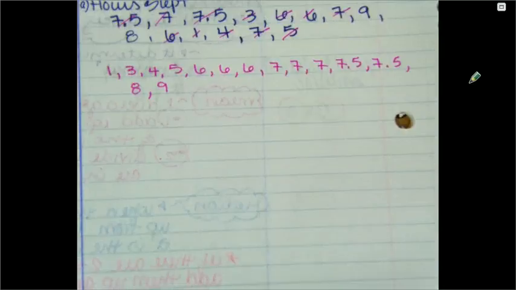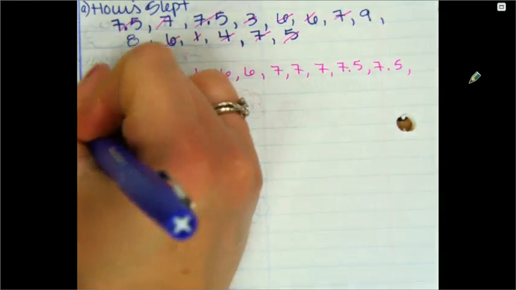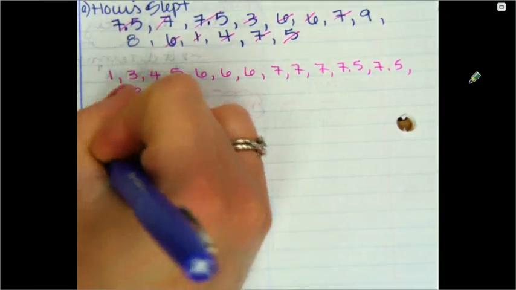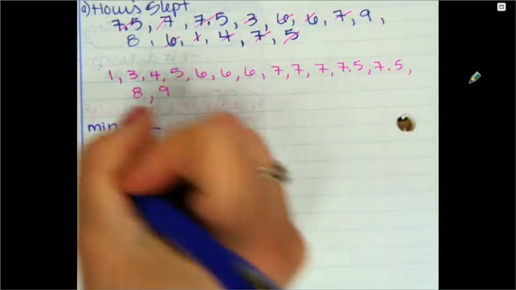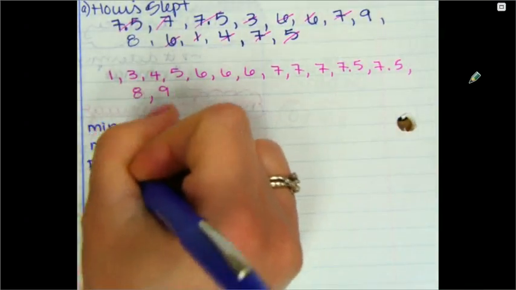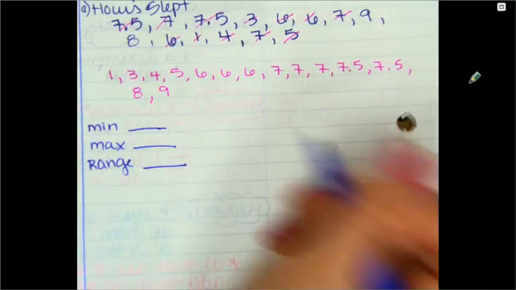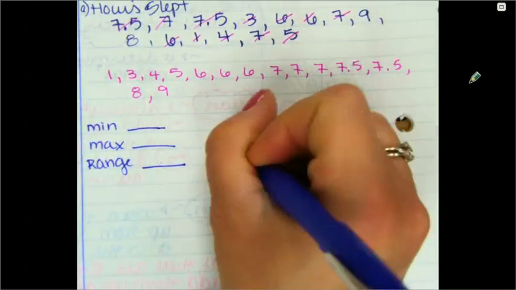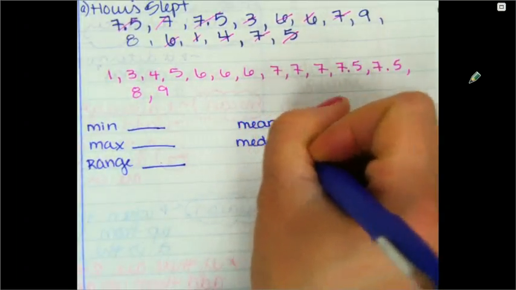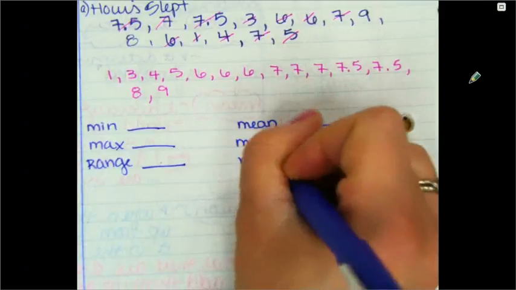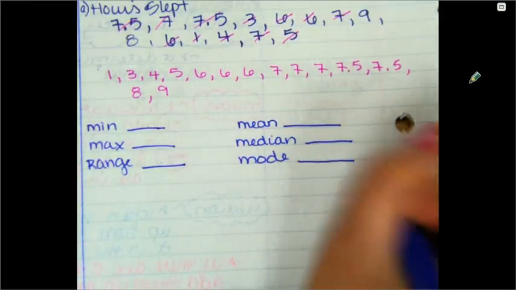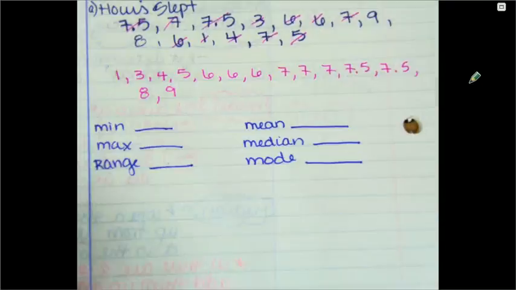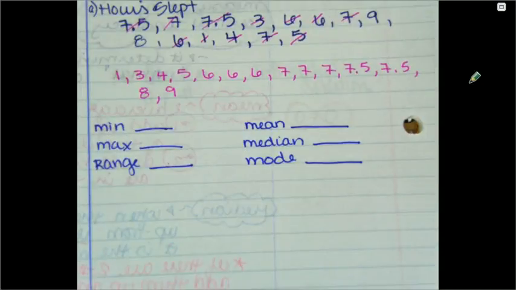Alright, first things first. I'm going to write down a couple things. I want you to find the minimum, the maximum, and the range. Then you're going to find the mean, the median, and the mode. You can go get a calculator, but you won't need one for a little bit. We're going to find the minimum, the maximum, the range, the median, the mean, and the mode.